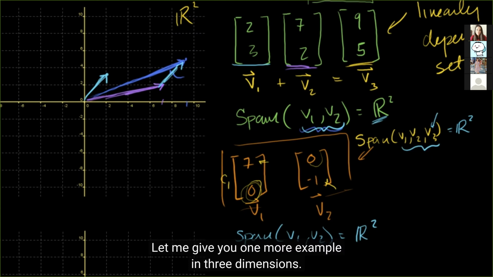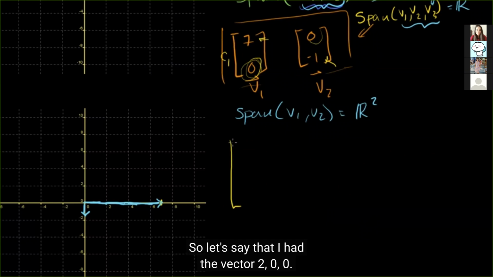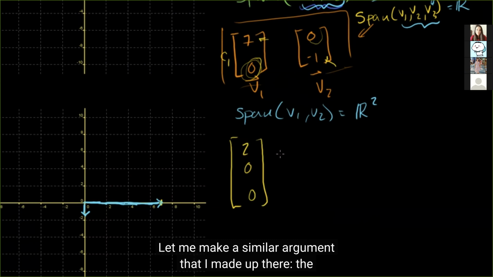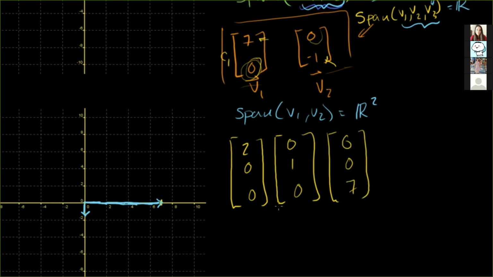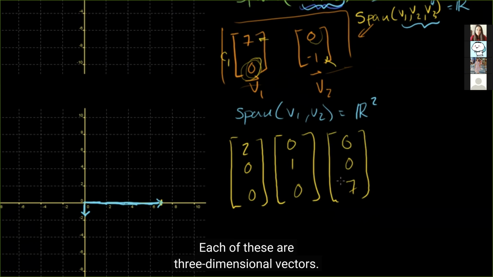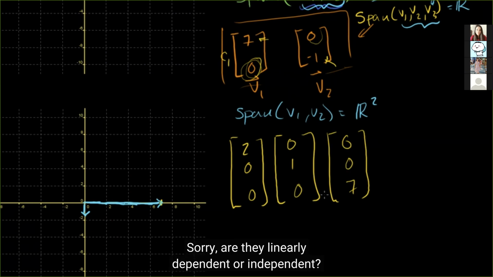Let me give you one more example in 3 dimensions. And then in the next video, I'm going to make a more formal definition of linear dependence or independence. So let's say that I had the vector 2, 0, 0. I'll make a similar argument to the one I made up there. The vector 2, 0, 0, the vector 0, 1, 0, and the vector 0, 0, 7. Now, we're in R3, right? Each of these are 3-dimensional vectors. Now, are these linearly dependent or linearly independent?